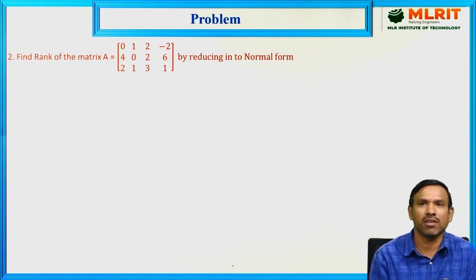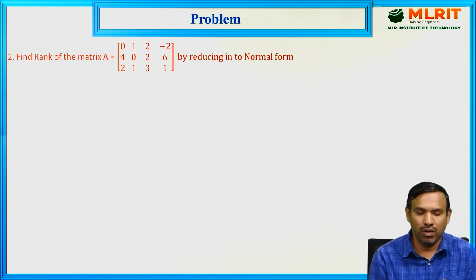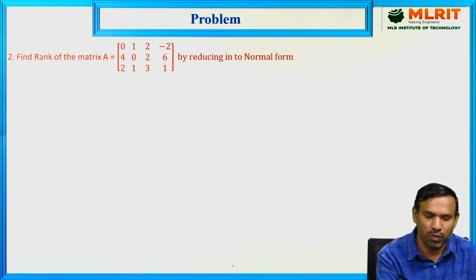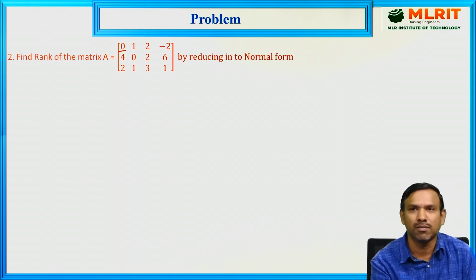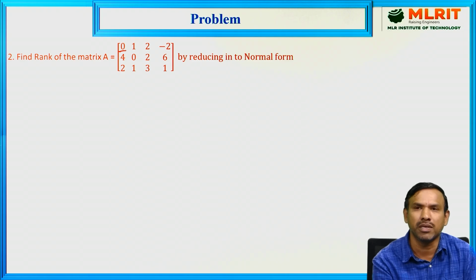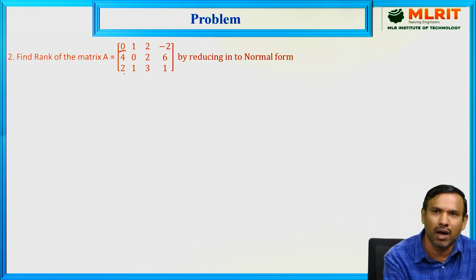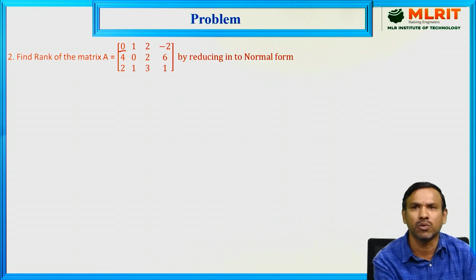Here also they are asking to reduce to normal form. The first task is almost like echelon form. But here in the first row, the first element is 0. So 0 means we can't do the operations. A non-zero element should be there. The pivoting element must be non-zero. So we can interchange R1, R2, or R2, R3, to get a non-zero element.